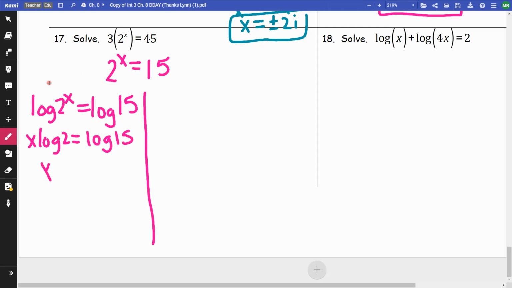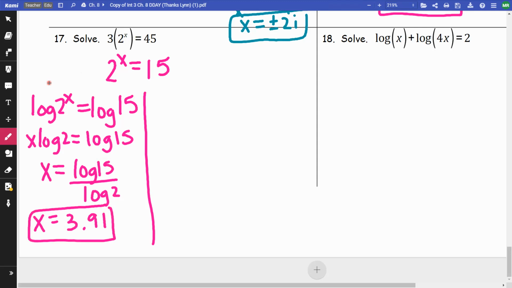I'm going to divide both sides by log 2. And when I put that into my calculator, log 15 divided by log of 2, I end up with about a 3.91 when I round as my answer.